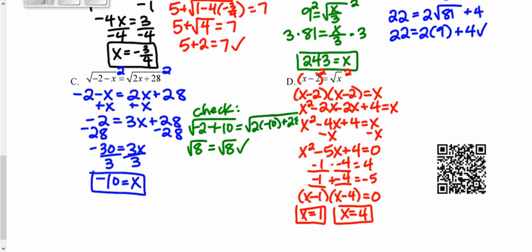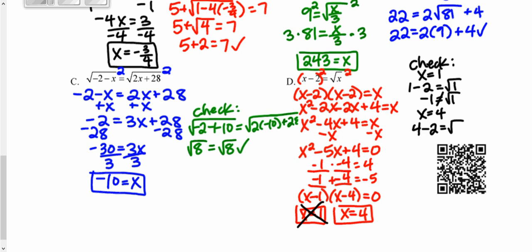We do have to check those answers. So I'm going to start by checking x equals 1. So if I plug that into the original problem, 1 minus 2 equals the square root of 1. Negative 1 is not equal to the square root of 1. That is not a true statement. So x equals 1 is not a solution. And then if I plug in a 4, so now I'm checking the second answer, 4 minus 2 equals the square root of 4. 2 does equal the square root of 4. So that is a true statement. So our only solution there is x equals 4.